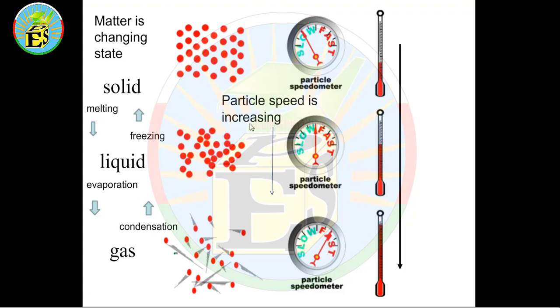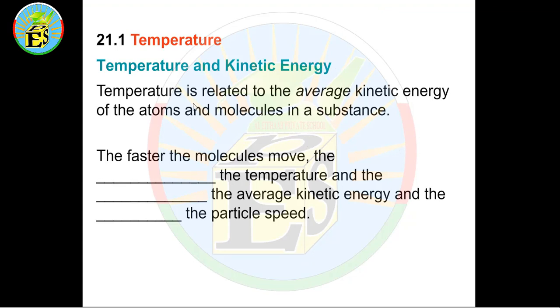Particle speed increases when changing from solid to liquid, increasing average kinetic energy and increasing temperature. Temperature and kinetic energy: temperature is related to the average kinetic energy of the atoms and molecules in substances. The faster the molecules move, the greater the temperature. So the greater the temperature, the greater the average kinetic energy and the greater the particle speed.